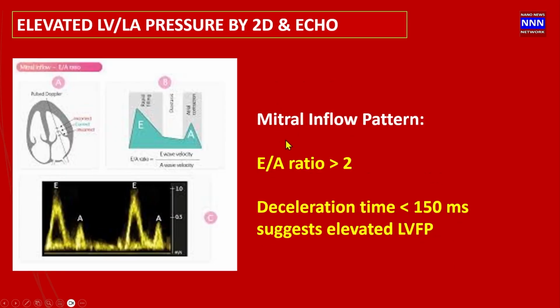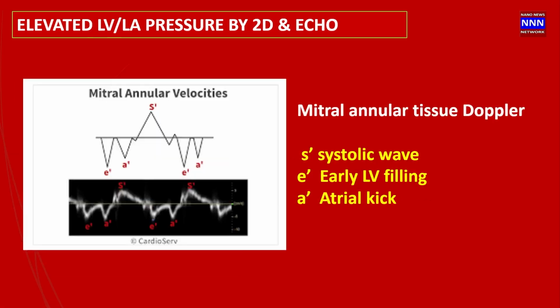The first thing we look at is the mitral inflow pattern. If this is the E wave, then we have the atrial kick. This is the early filling. This is the atrial kick. If the E to A ratio is greater than 2, and the deceleration time, that is the time from when it reaches the peak to when it reaches the baseline, is less than 150 milliseconds, then it suggests elevated left ventricular end-diastolic pressure or left atrial pressure.